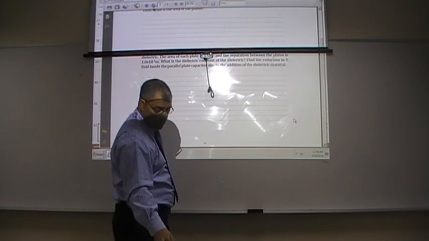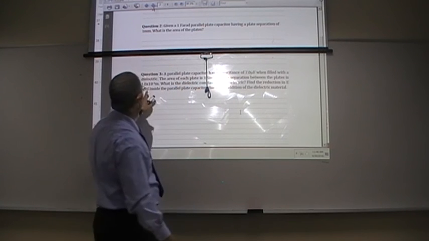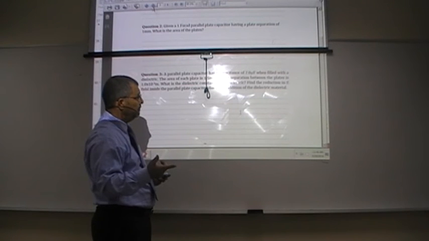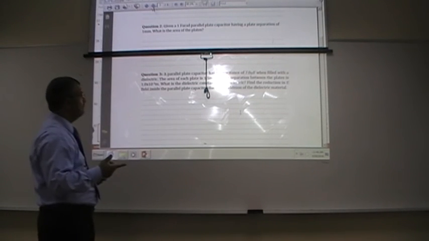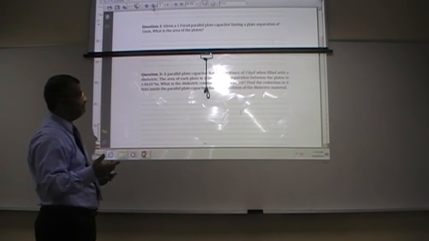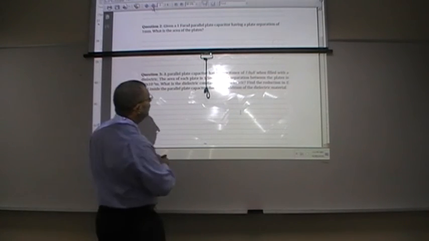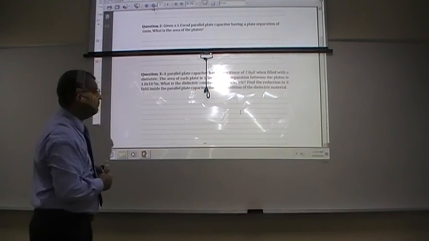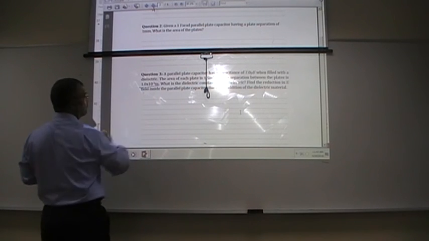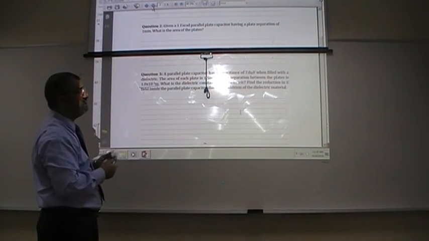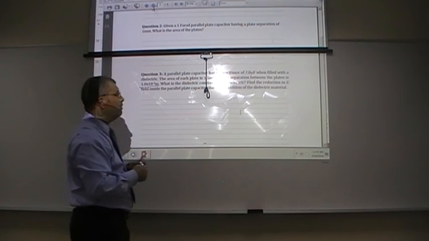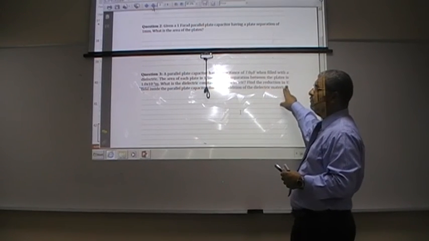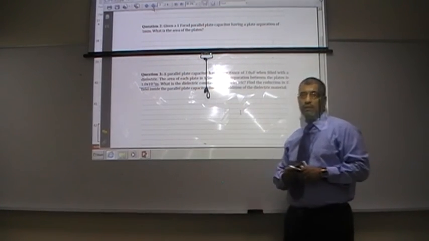Okay, the next exercise: we have a parallel plate capacitor that has 7 microfarads when filled with a dielectric. The area is 15 centimeters squared, and the separation between the plates is given. What is the dielectric constant of it? We just did this. The only thing that I've added here: find the reduction in the electric field inside the parallel plate capacitor due to this.